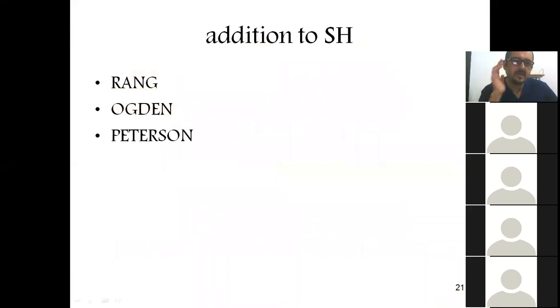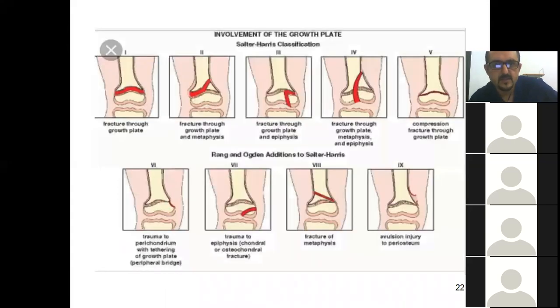In addition to Salter-Harris, there are some scientists who have expanded the classification, that was Rang, Ogden, and Peterson. So if you see the first five classifications, 1, 2, 3, 4, and 5, but we went to 6, this is a perichondral ring injury devised by Rang. This is a trauma to the epiphysis, devised by Ogden. It's called type 7 fracture, trauma to the epiphysis or osteochondral fractures. And this is fracture of the metaphyseal region, type 8, and type 9 is avulsion injuries. There are many other classification systems. Most of the classification systems are those after Salter-Harris. They are not involving the physis, but affecting the growth of the physis. So they are part of the modified Salter-Harris classification.